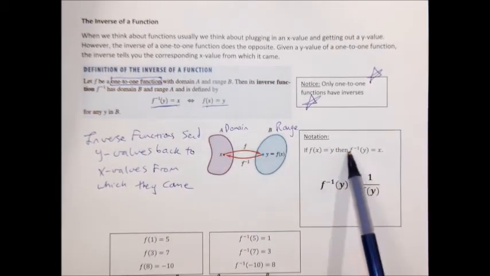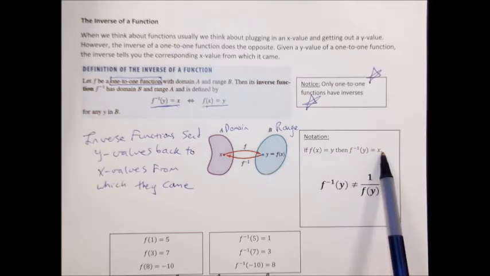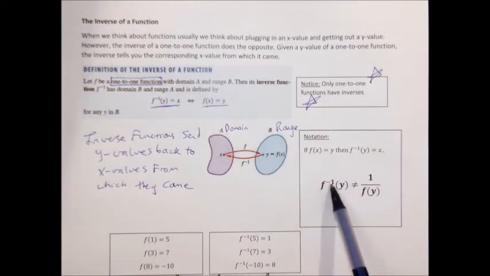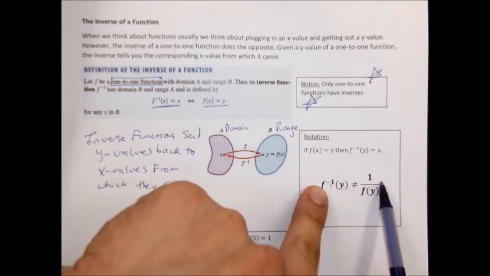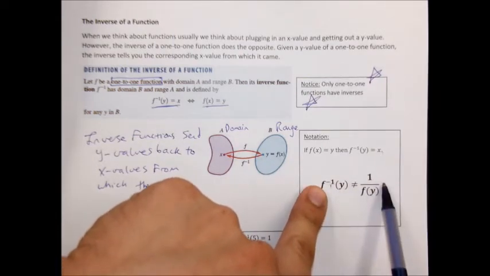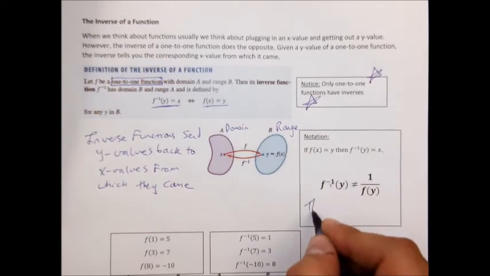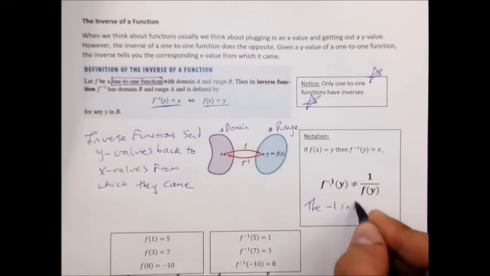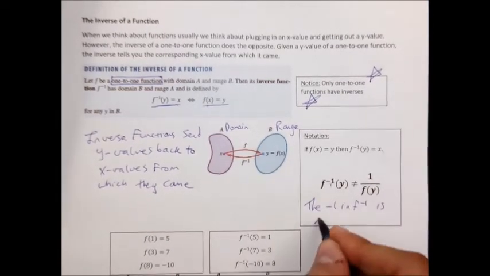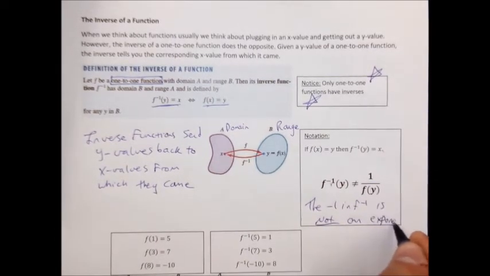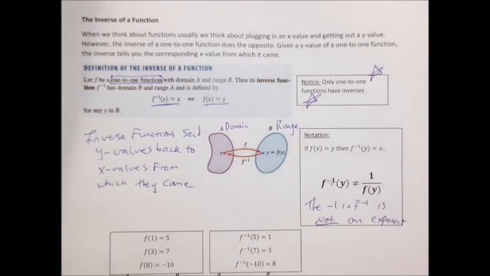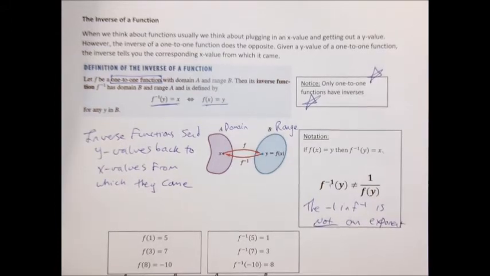The notation just means that it's sending the y values back to the x. In other words, it's not really an exponent. I know it looks like an exponent and it's in the exponent spot, but this does not equal this, right? We cannot treat this like an exponent. So the minus 1 in f to the minus 1 is not an exponent. It's just notation that means inverse. I know that's a little confusing because it looks like an exponent, but that's why I'm trying to say that out loud, because it's not.